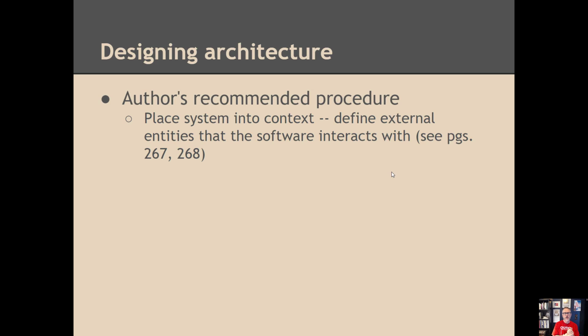This starts about page 267 of your text if you want to refer to some more detail in there. So the idea is that the author recommends a series of steps to do. The first is to place the system into its context. That is to define the different entities that the software interacts with and see what sort of interaction is required there.